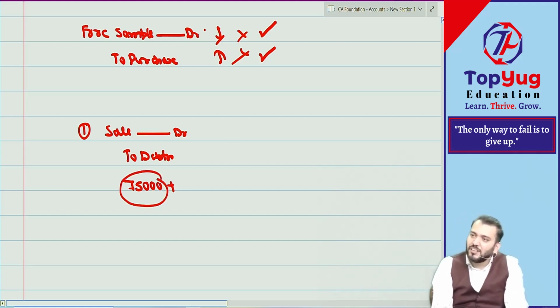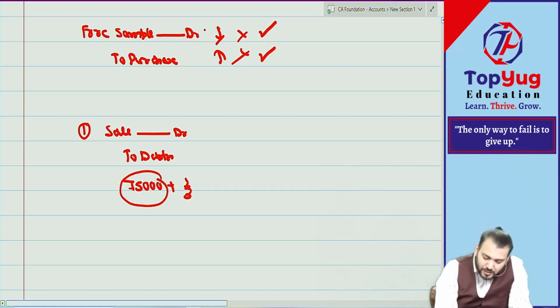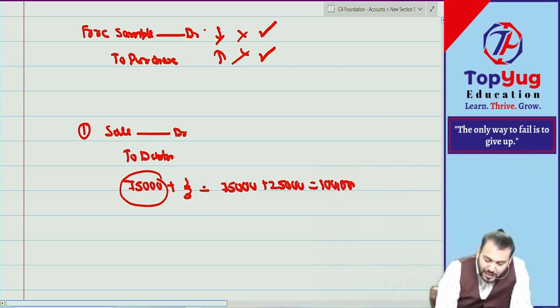We'll apply GP margin on cost. I keep saying it again and again. This 75,000 is cost. We'll apply GP margin on cost only. That is given. We'll plus 1/3. 1/3 is equal to 25,000. So 75,000 plus 25,000. What is the sale price? 1 lakh is the sale price. Yes or no? Then second journal entry will be what?